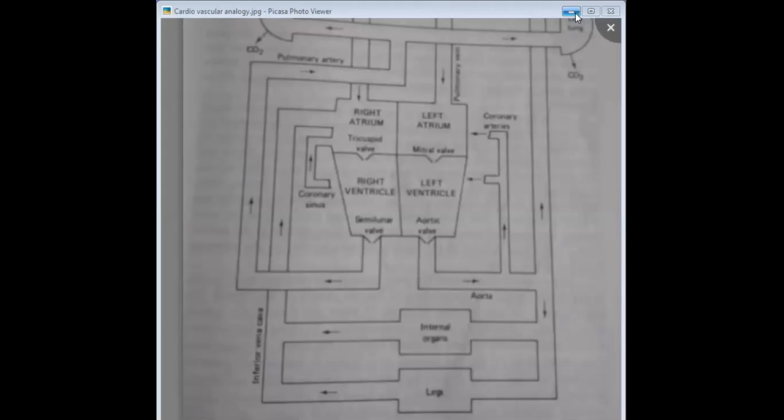So in this way we can understand what the different parts or chambers of the heart are, and what valves are there. There are four chambers and four valves.